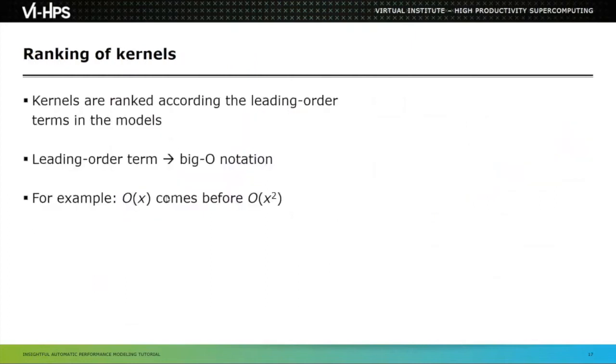So as I just said, kernels are ranked according to lead order terms in the models. Therefore, we use this big O notation. For example, O(x) comes before O(x²).